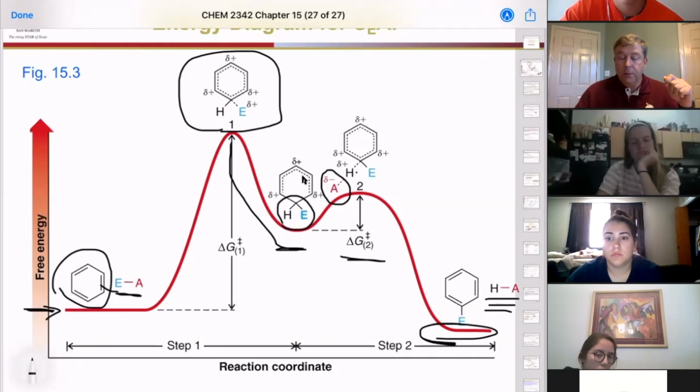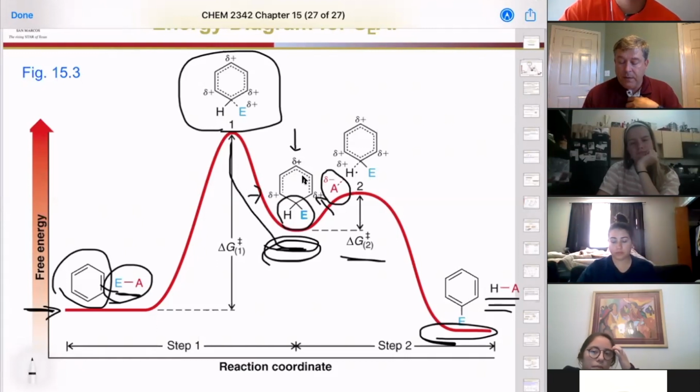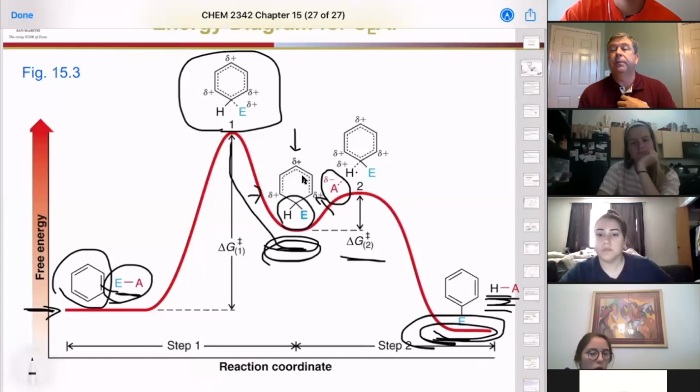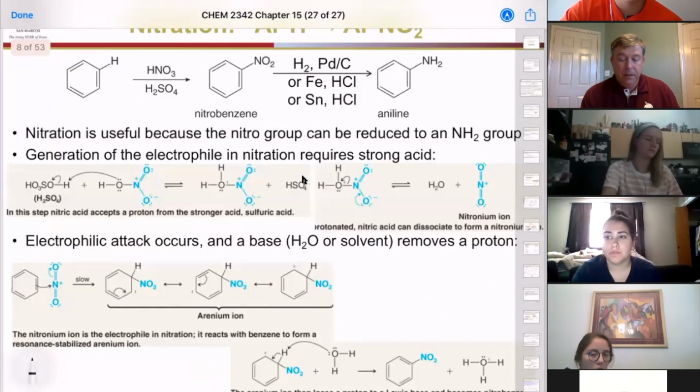Okay, so these are the three steps: the formation of the electrophile, the formation of this intermediate here, and notice that we have these partial positive charges. Those are going to come in handy when we talk about direction and where things are going to react. And then we end up generating our hydrogen and our substituted material at the end. Okay, so we're going to look for each one of those steps in each of the reactions we're going to be doing.